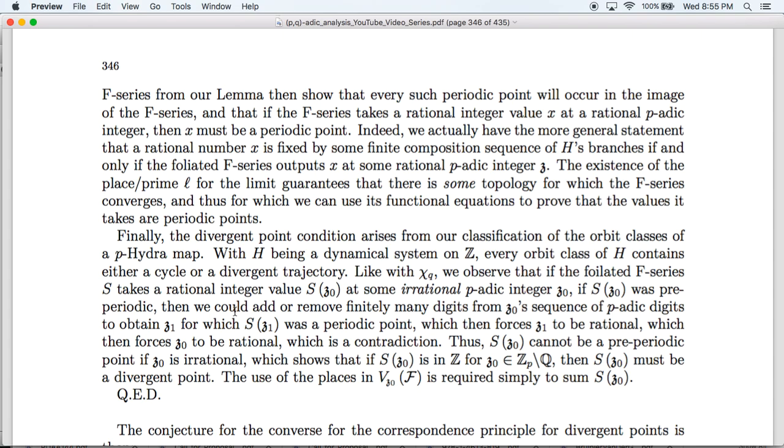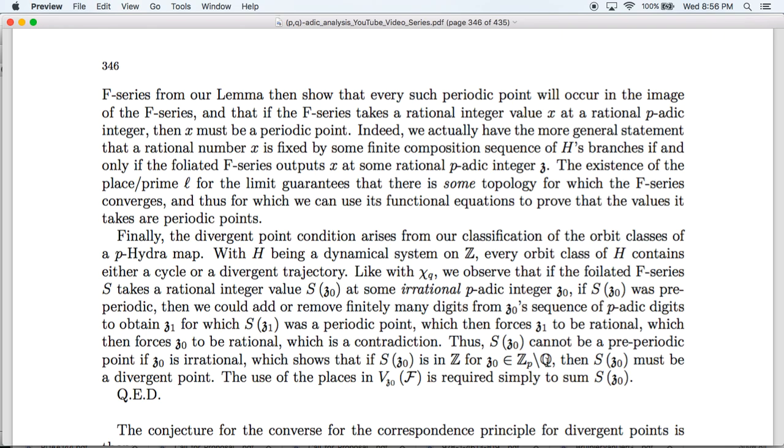But then z1 would be rational, and z0's digits differ from z1's digits by only finitely many terms, which then would force z0 to be rational, which is a contradiction because we were given that z0 was irrational. And then the use of the places here is simply required to sum this quantity. So once the sum exists and we know that it's an integer, the trichotomy of dynamical systems then forces S of z0 to be a divergent point.